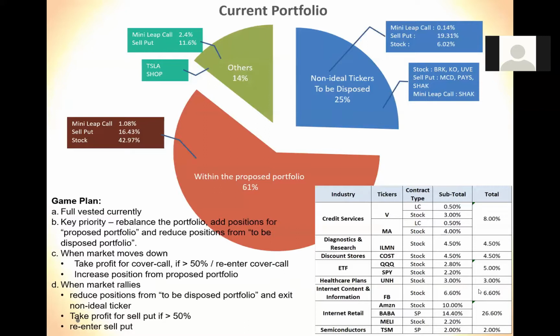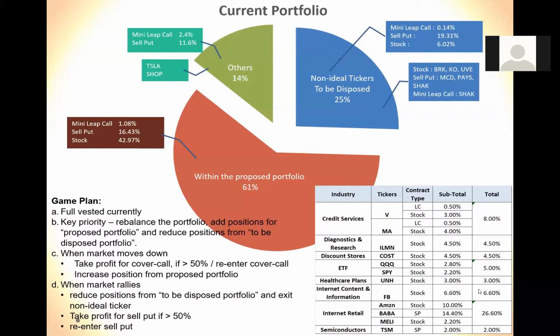So ultimately, what I want is to have maybe just 14% for the others. The rest should mainly come under the proposed portfolio. And in terms of the percentage of allocation by each industry, I already have an ideal number, so I can start to see which ones are under and which ones are over. Then I can make adjustments accordingly.